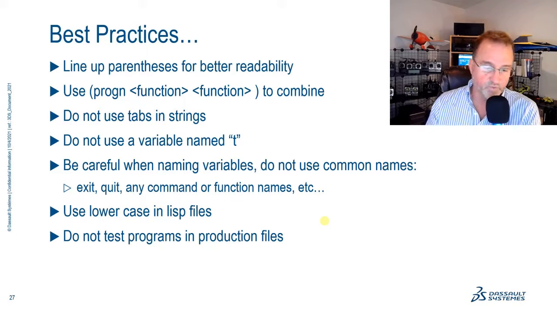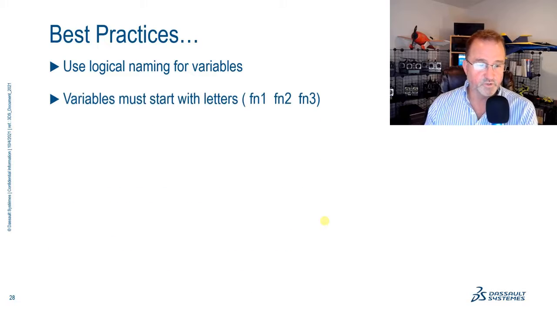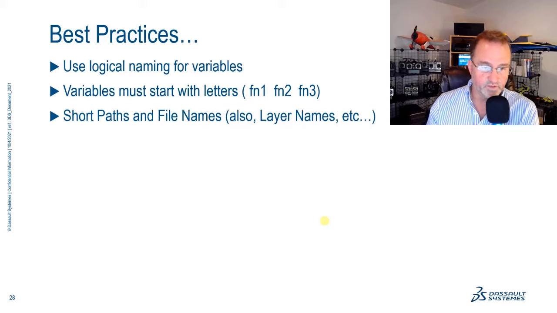So be very careful when you're writing your programs to make sure you're only doing that in files that are test files. Like I said before, you want to make sure you use logical names for your variables. When programs get to be large, sometimes you start running out of names to name things, and so it can be difficult. So be very logical with your names. Also, you can't start variable names with numbers. I think we covered that very early on.